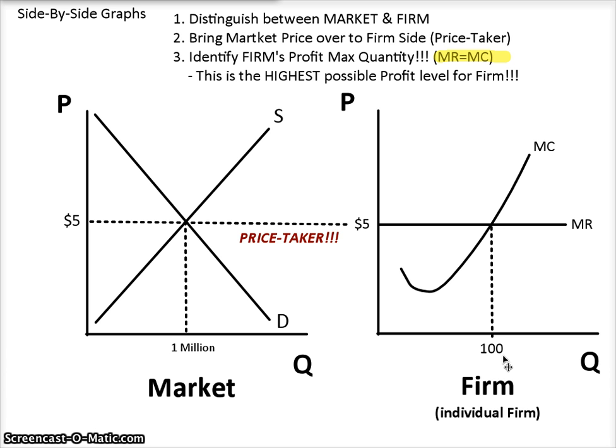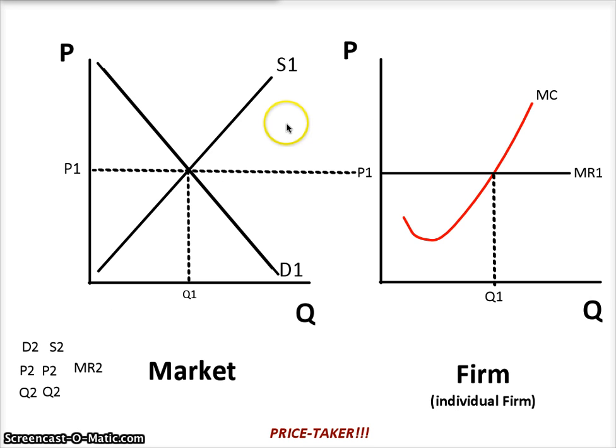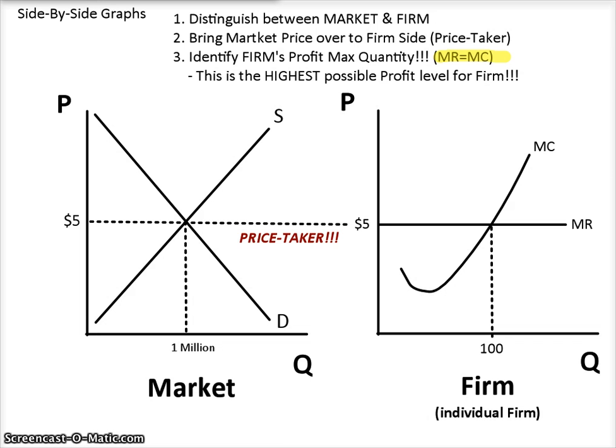They can only choose quantities. They have no power over price. All right, so that being said, let's go to the next screen. Boom. All right, same graph as we saw before.